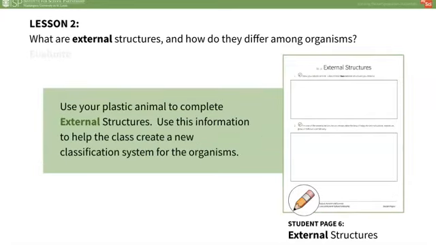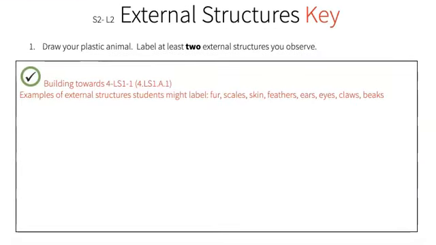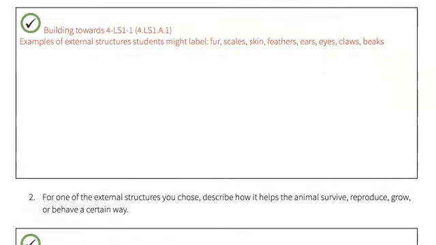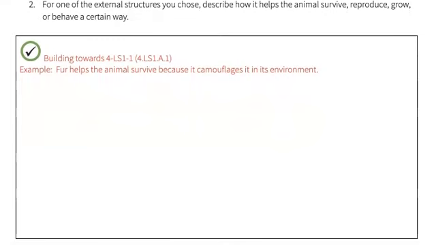In the evaluate portion of this lesson, students will revisit the plastic animals from the engage. Give each student a plastic animal again, but make sure it is different than the one that they had observed before. Students will complete the formative assessment external structures individually. Next, ask students to come together as a class to create a new classification system for their organisms based on what they have learned about external structures.